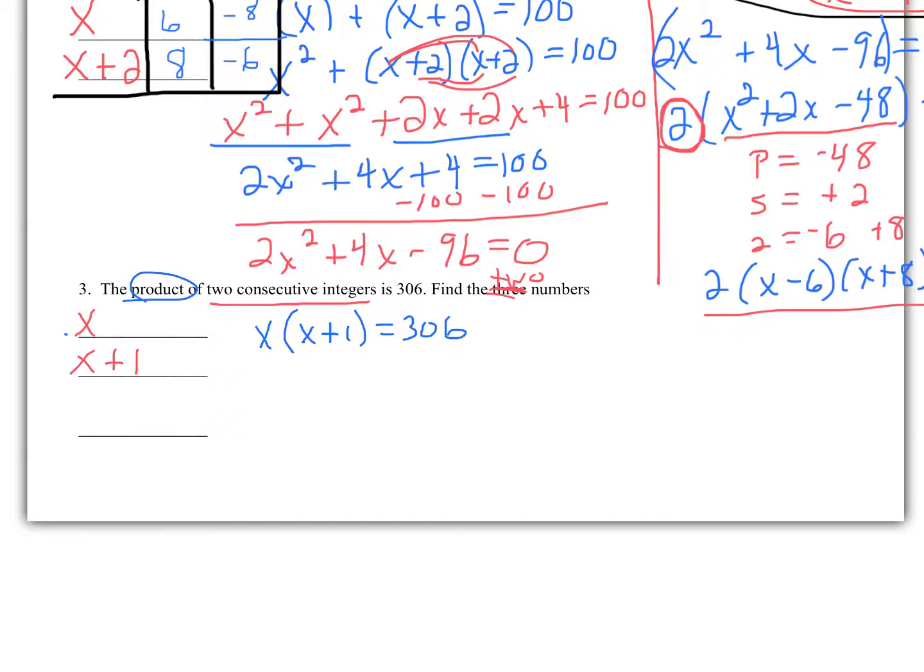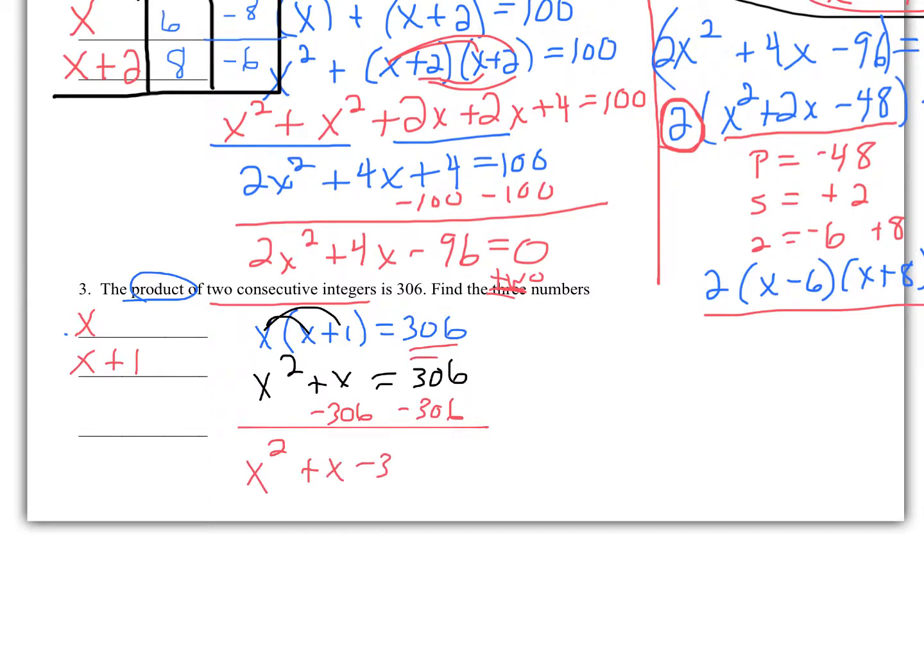Alright, now unfortunately for us, because this side of the equation does not equal 0, we have to multiply this all out. So here we go. X times x is x squared. X times 1 is x, equaling 306. Okay, now we're going to minus 306. Alright, so x squared plus x minus 306 is equal to 0.